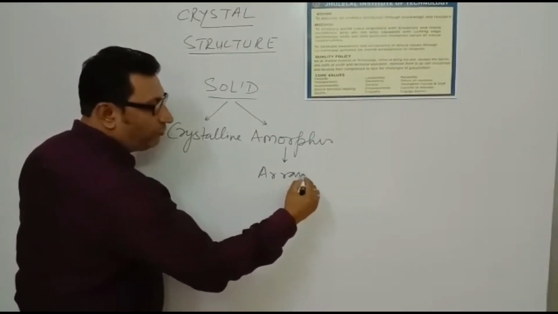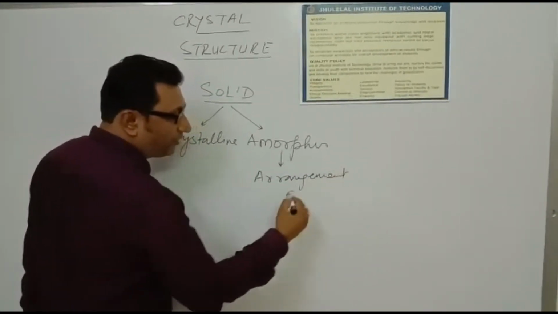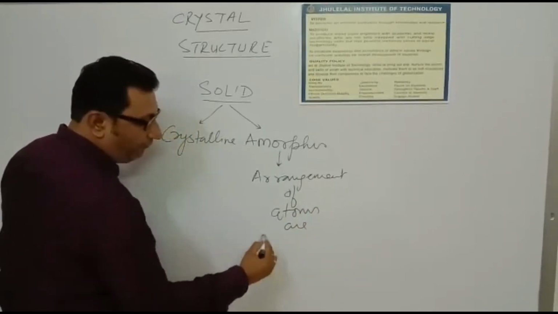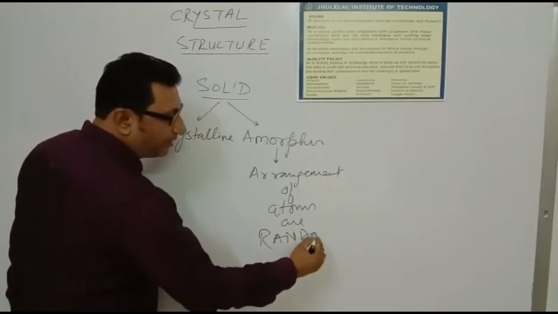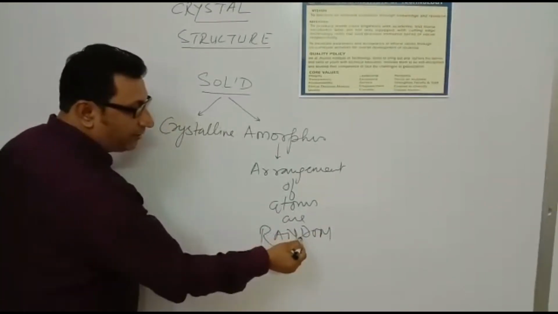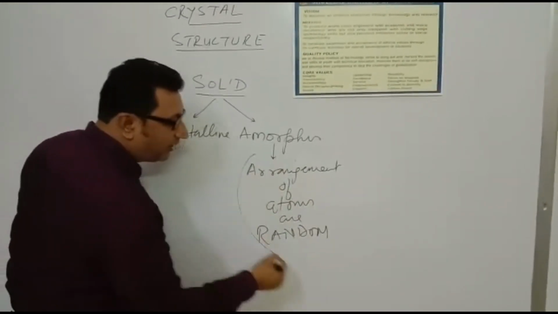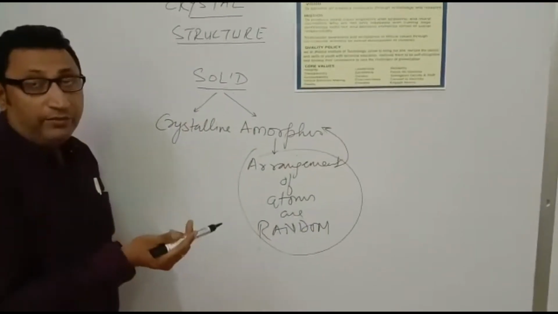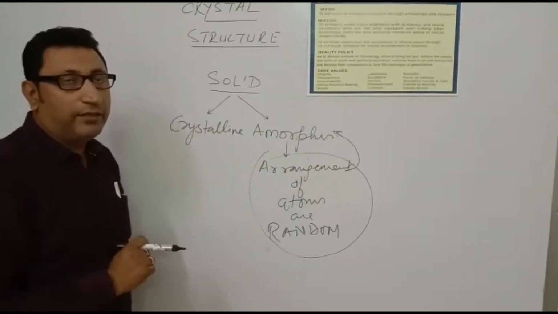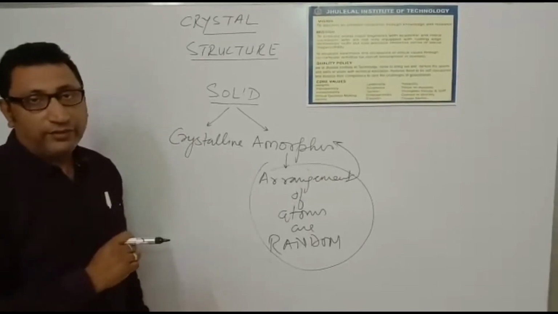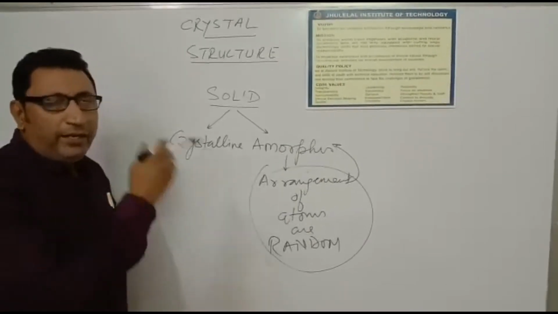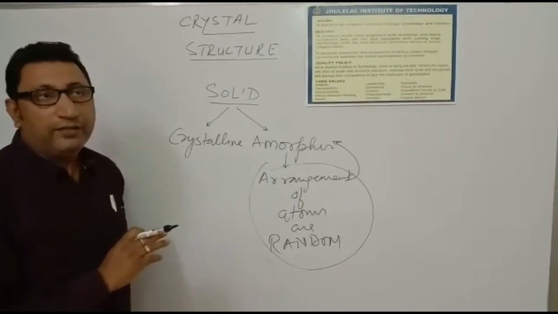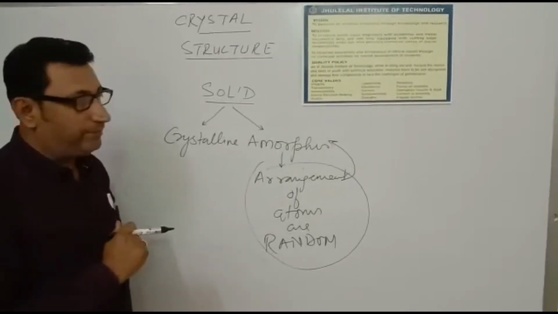the arrangement of atoms is very random. So random arrangement of atoms results in an amorphous solid. For example, chalk is an amorphous solid, graphite is amorphous. In day-to-day life you will find many such examples which are amorphous in nature. Glass is also amorphous.